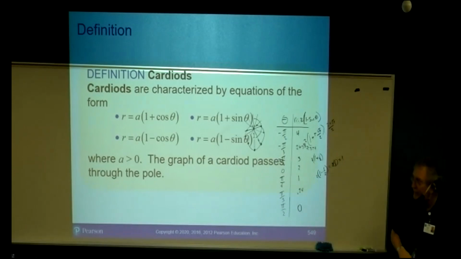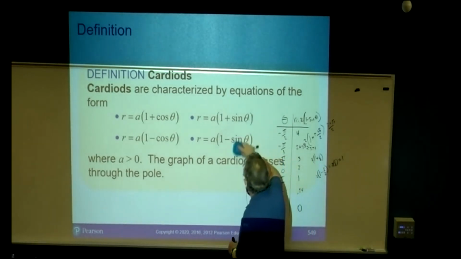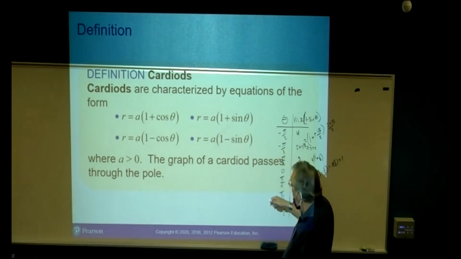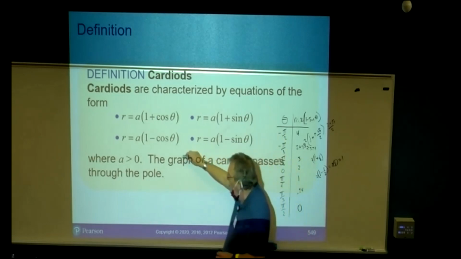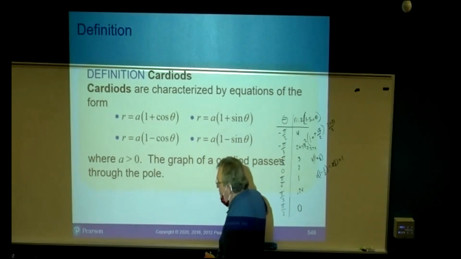A cardioid, because it looks like a heart. So if you have an equation of that form, then the graph will look like that. If it's in terms of sine, then it's going to be symmetric with respect to the line theta equals pi over 2. If it's in cosine, it's going to be symmetric with the polar axis.